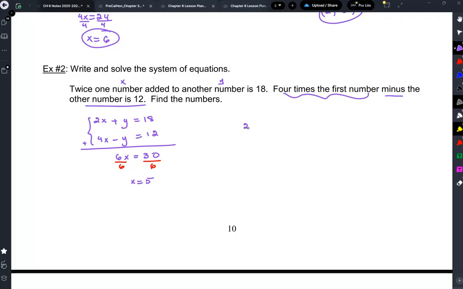So let's use the first equation. 2x plus y is 18. 2 times 5 minus y is 18. Oh, plus, sorry. 10 plus y is 18. Minus 10. y is 8. So I got 5 and 8. Those are the two numbers.